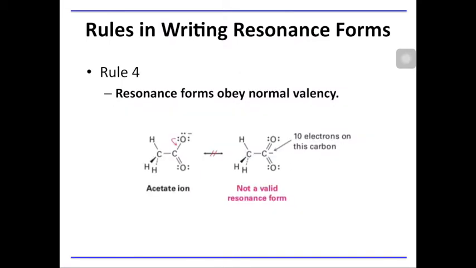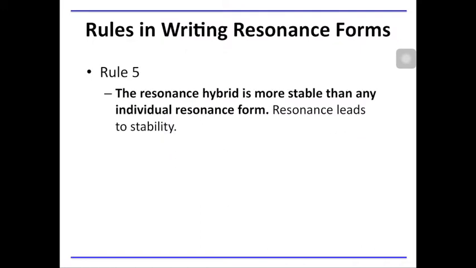Finally, resonance forms obey normal valency, meaning if you move one non-bonding electron or pi electron, you must also move the other non-bonding electron or pi electron in order to obey the normal valency. Because if you do not move this one, you will form this structure, and in this structure, you have a carbon that has 5 bonds, which is not possible. Finally, the resonance hybrid is more stable than any individual resonance form.